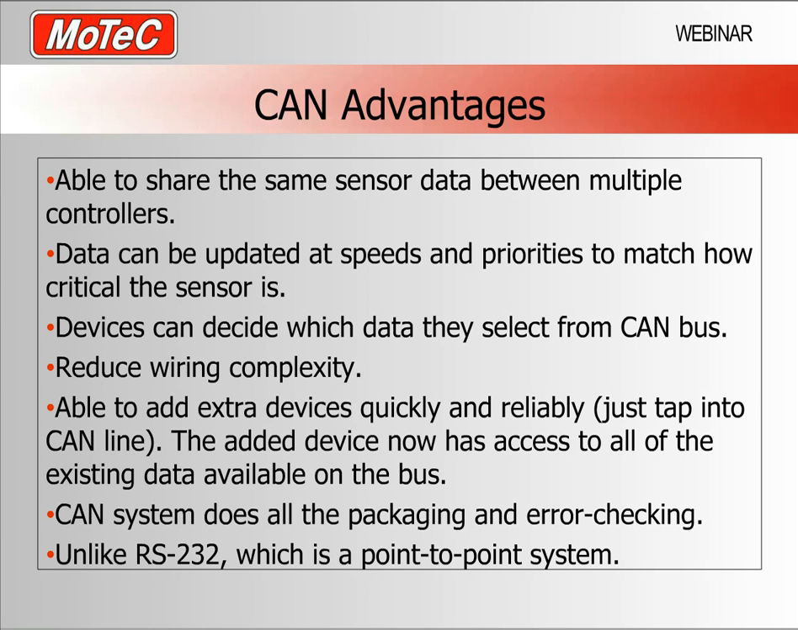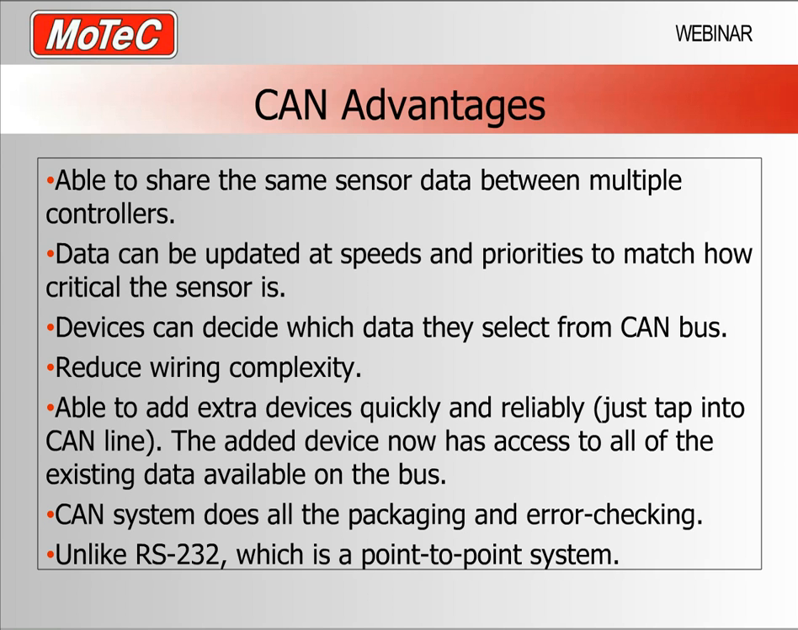Again, we want to reiterate that the CAN system does the packaging and the error checking, so we really only have to pay attention at the user level, not at the machine level. Now, just one other distinction that makes CAN a far more powerful system than previous communication systems.